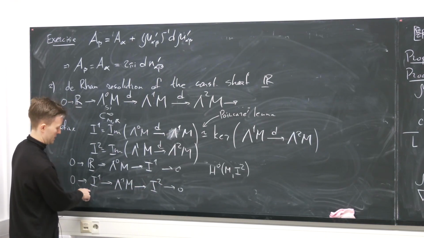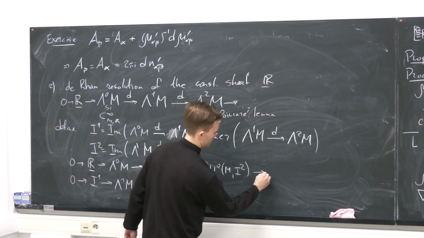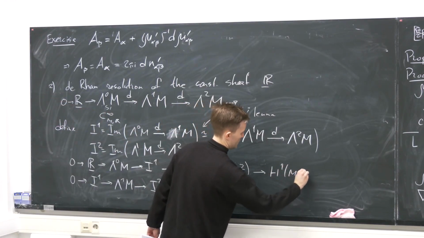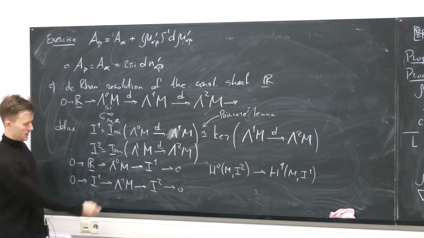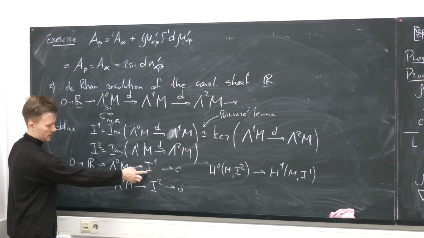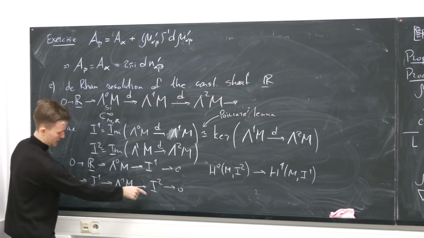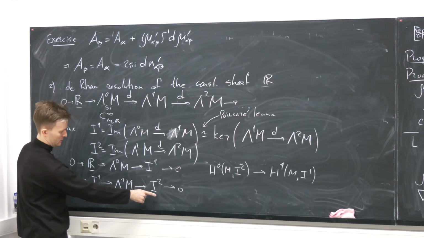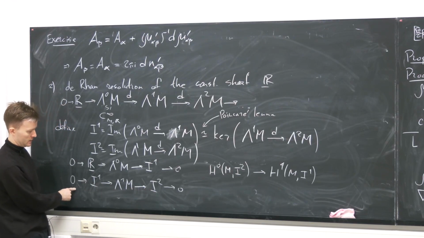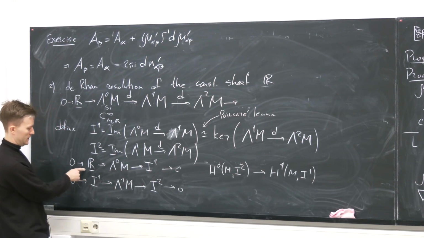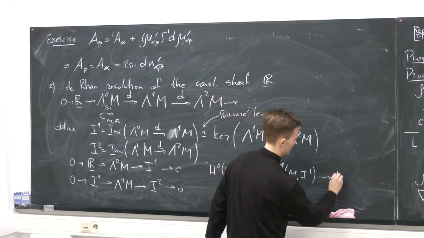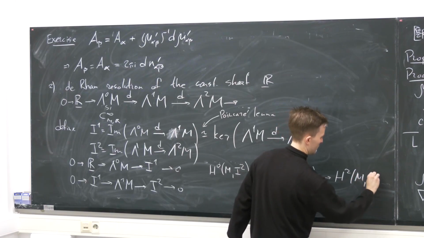So from there, by a connecting homomorphism, I go to H1 of M with coefficients in I1. So I first use the long exact sequence for the second exact triple, and then I take this H1 with values in I1 and apply once again the connecting homomorphism, and I go to H2 of M with values in R.